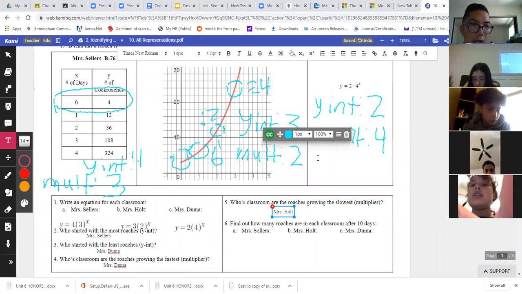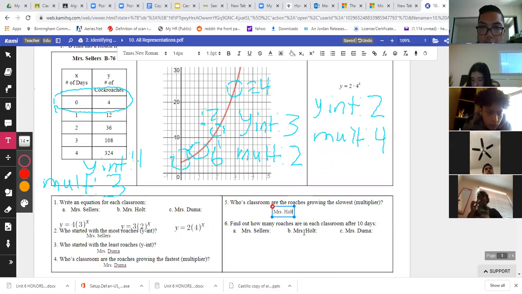Okay. So does anyone have any questions on 1 through 5 on how that works? I think seeing this all laid out, it's good. Okay. Now, for number 6, it says find out how many roaches are in each classroom after 10 days. So what we're going to do is use the equations that we wrote here and plug in 10 for x. So I'm going to show you how to use your phone calculator to do this. Or you could use the calculator on your computer.